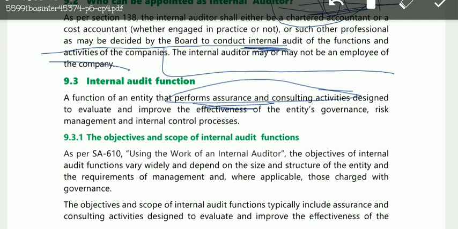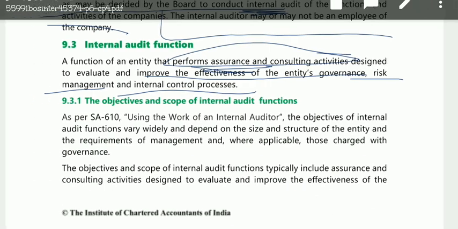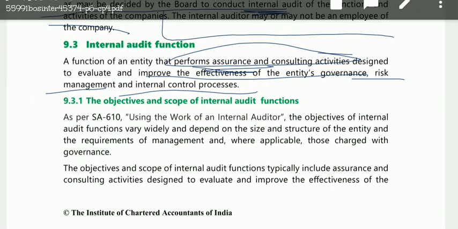So there are basically three functions that an internal auditor performs. First is to improve the effectiveness of the entity's governance. Second is to improve the effectiveness of risk management, and third is to improve the effectiveness of internal control processes. Okay, now the objectives and scope of internal audit functions.